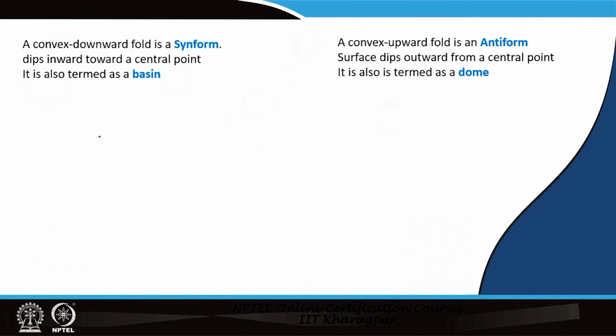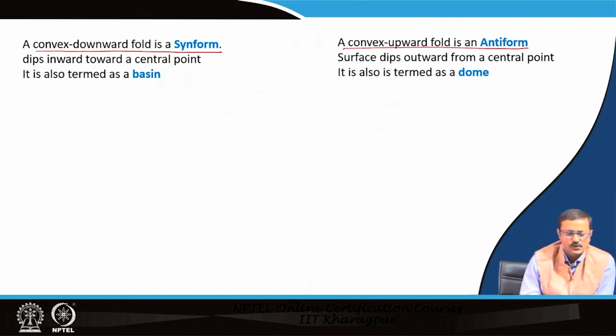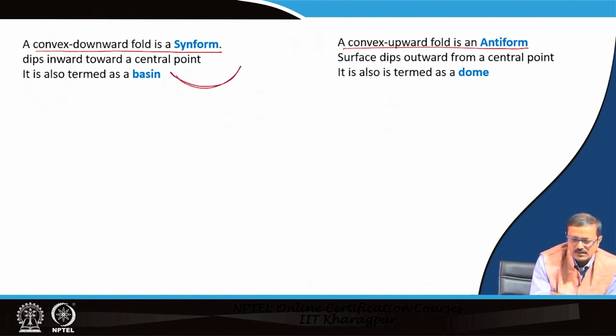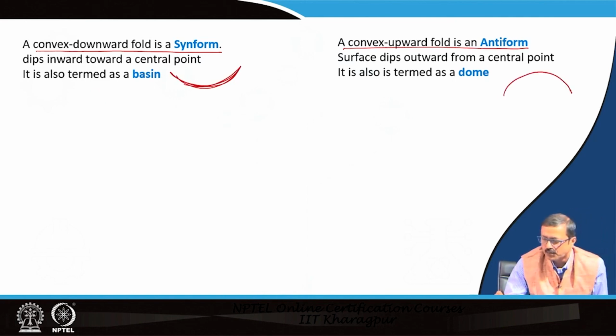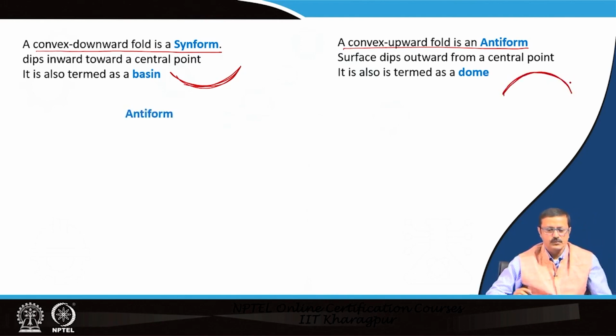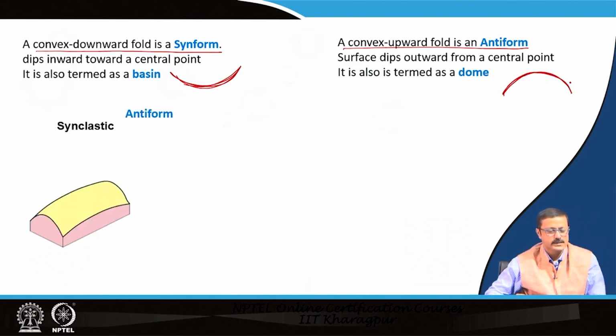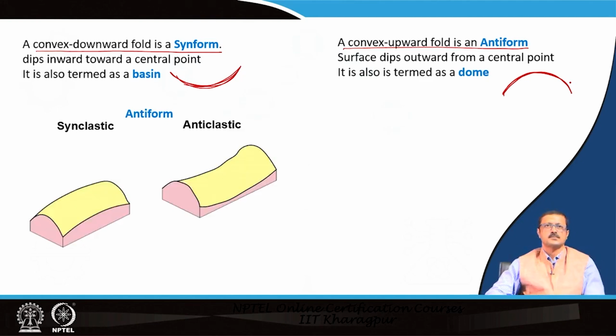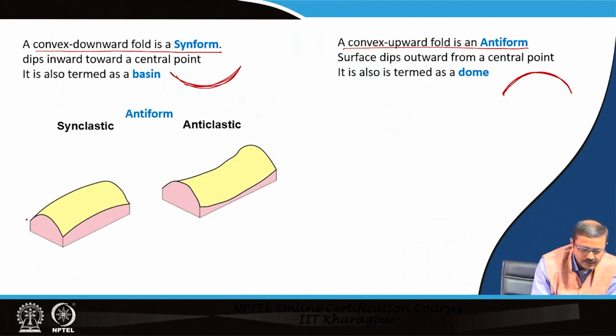It is very simple. Any convex downward fold is called a synform, and any convex upward fold is called an antiform. So, any kind of basin is called a synform, and any kind of dome is called an antiform. So, an antiform may have both a synclastic and an anticlastic application. See how? This is a curve in the x direction, and this is the y direction, which is also a curve. Because these two are curves, with the radius on the same side this way, it is synclastic.